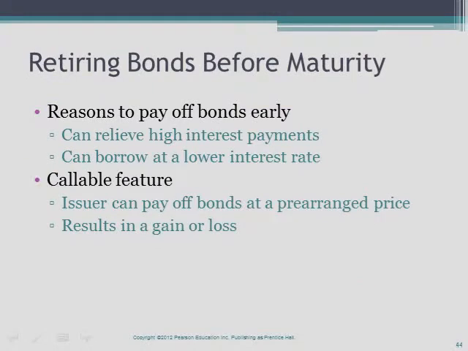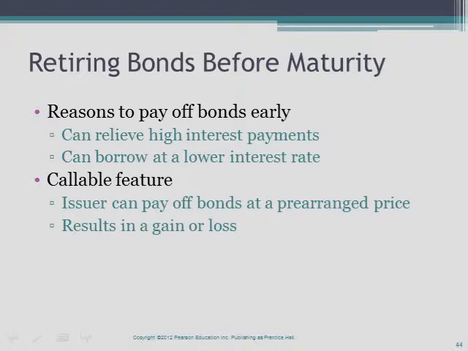Normally, companies wait until maturity to pay off or retire their bonds payable, but companies sometimes retire bonds early. The main reason for retiring bonds early is to relieve the pressure of making high interest payments. Also, the company may be able to borrow at a lower interest rate elsewhere. Sometimes bonds are callable, which means that the issuer may call or pay off those bonds at a prearranged price, which is called the call price, whenever the issuer chooses.